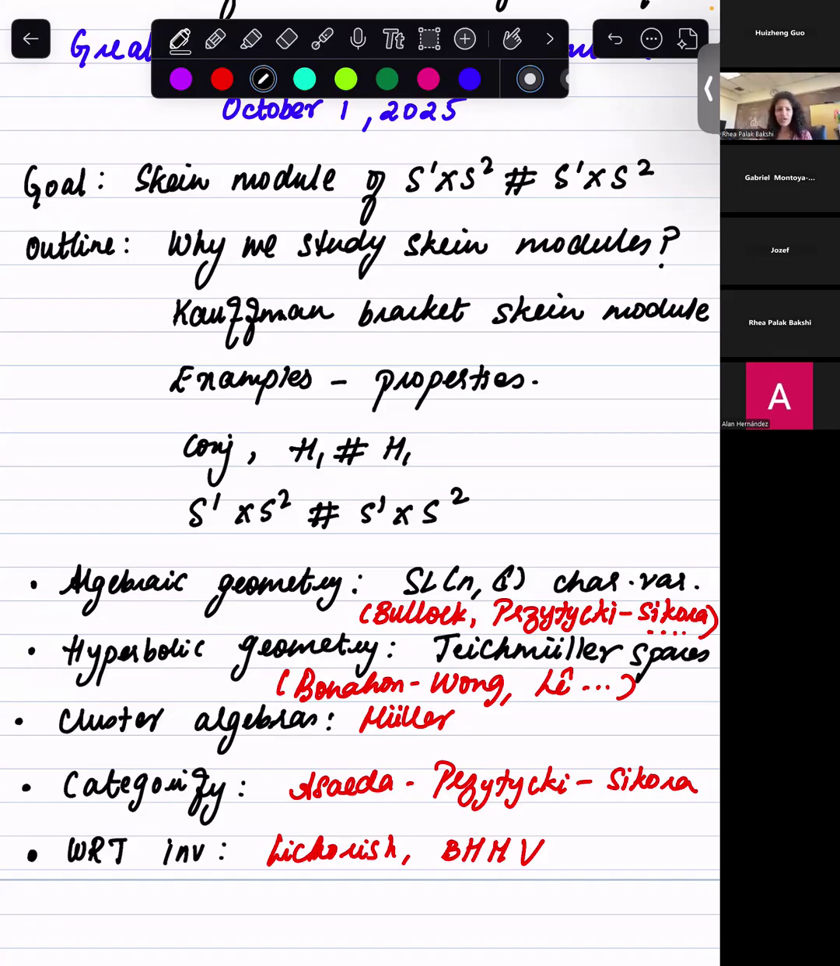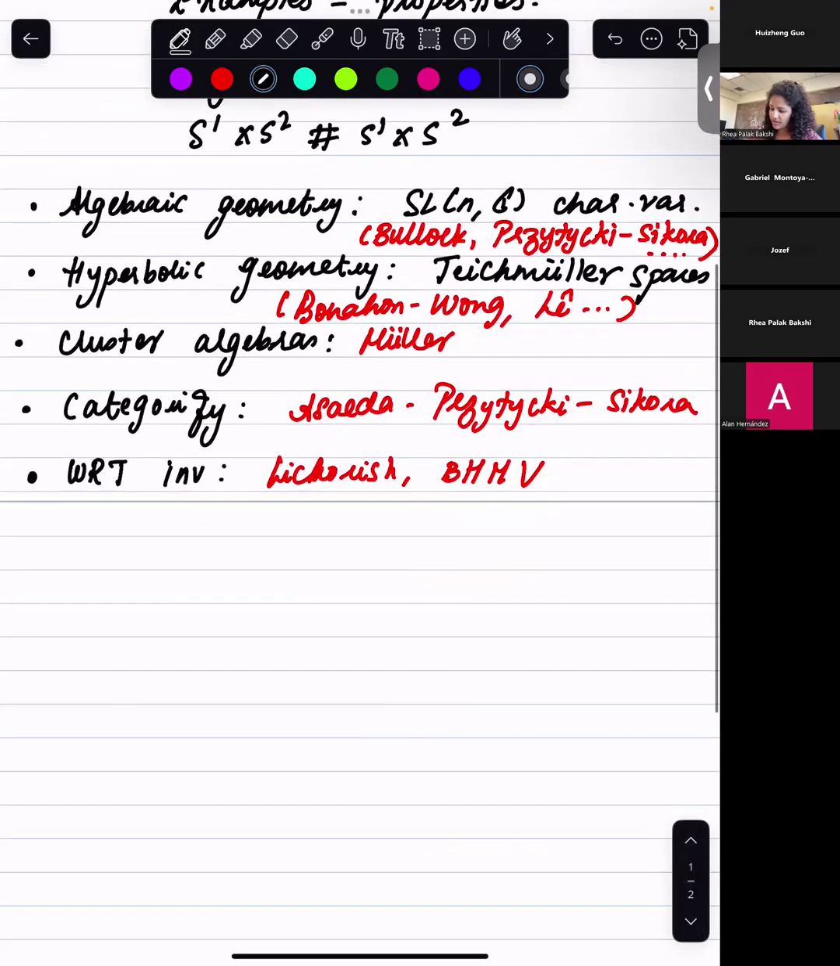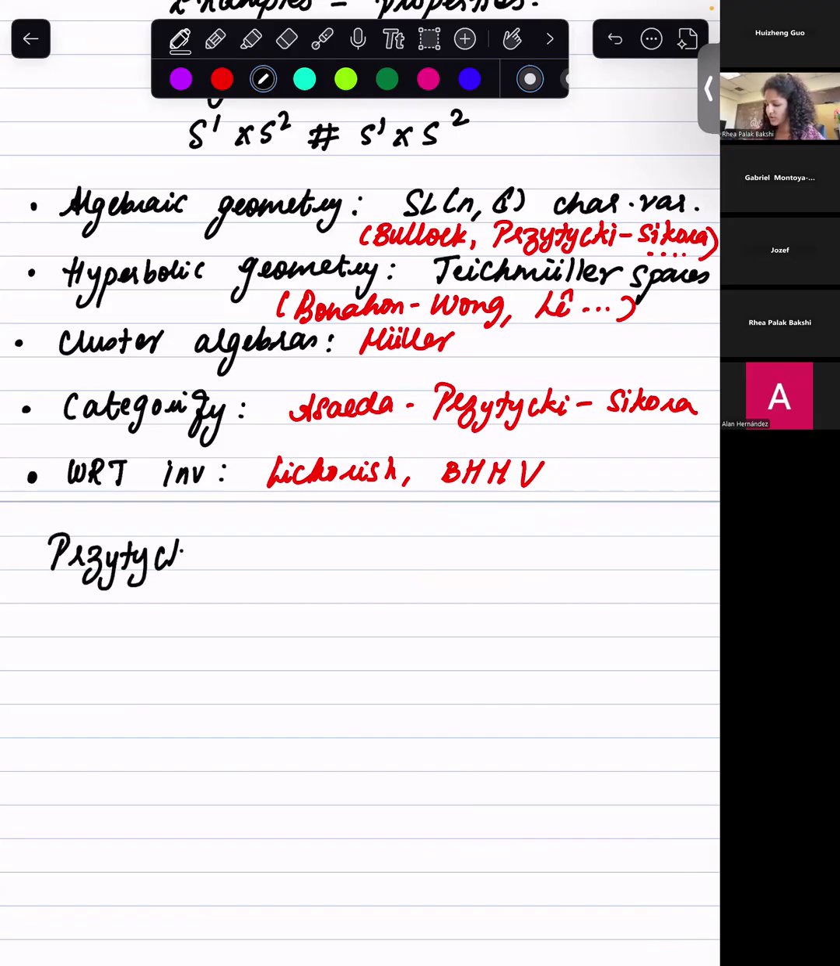So Skein modules are really the bridge between quantum topology and knot theory and low-dimensional topology. Essentially, they are three-manifold invariants, and they're also link invariants for the links that live inside them. So there are two names that are synonymous with Skein modules. The first one is Józef Przytycki, and the second is Vladimir Turaev. Przytycki discovered these in 1987, and shortly after, Turaev worked on these in 1988.